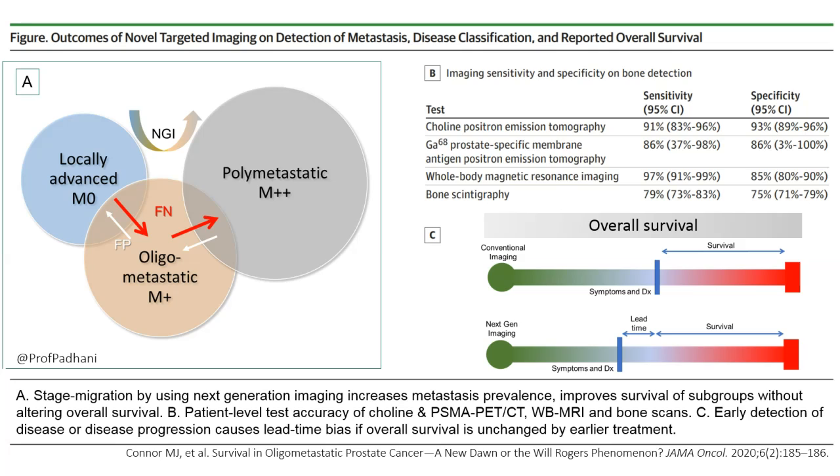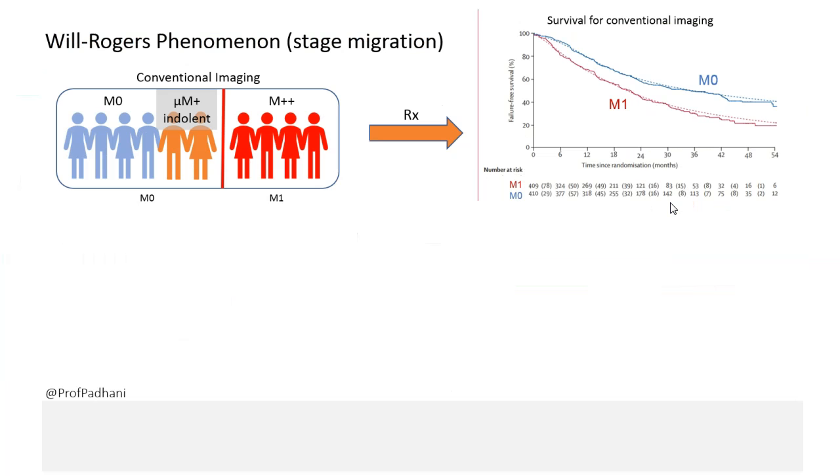And what you've now experienced is one of the problems with next generation imaging, which is stage migration. So patients you think don't have metastases turn out to have oligometastatic disease. People you think might have oligometastatic disease turn out to have polymetastatic disease. And this applies for any technology that is better than the bone scans. So let's talk a little bit further about the Will Rogers phenomenon or the stage migration phenomenon.